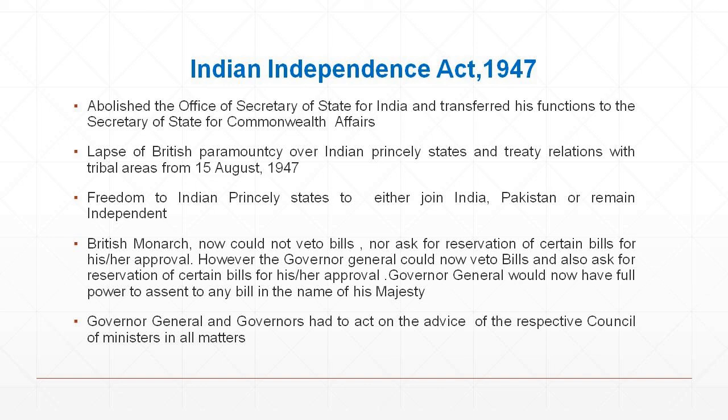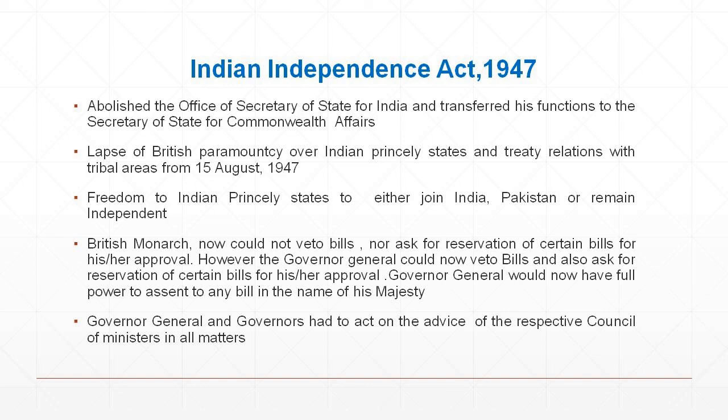Point number nine, it provided for the governance of each of the dominions and the provinces by the Government of India Act of 1935 till the new constitutions were framed. I told you that the Constituent Assembly would be making the laws, but they need to have a temporary constitution under which they would do it. So this temporary constitution would be the Government of India Act of 1935. So from August 1947 to January 1950, we are still ruled under the Government of India Act of 1935.